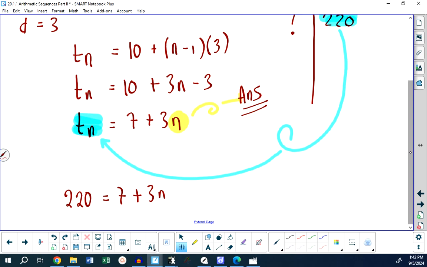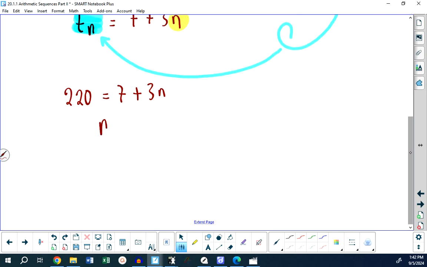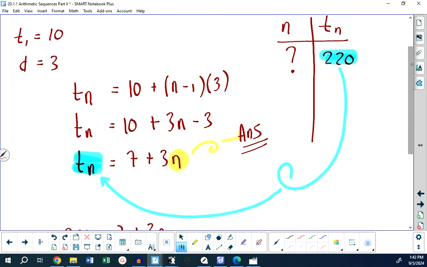So you'll notice that at this point in the game, I'm not about to explain how we solve that on paper. Subtract 7 from both sides, you get 213. Divide it by 3, you get 71. That means that the number that goes in for n to give us 220 coming out is 71, so it's the 71st term. You could have solved that 170 question the same way.